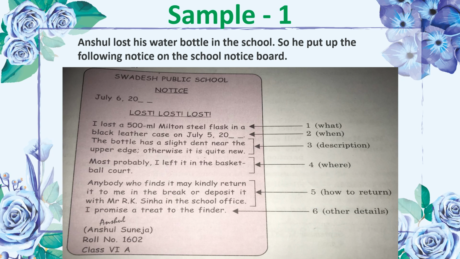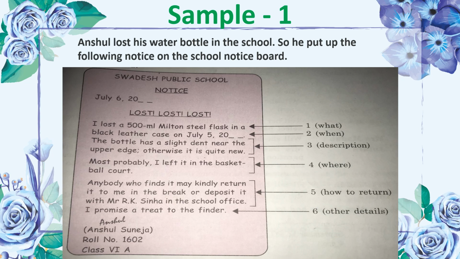On the top, he has written the name of the school, left a line, written the word notice, left a line, left hand side corner, the date, left a line, in the center, the subject of his notice, which is lost, so he has lost his bottle, so he has made his own subject. You can make anything related to the topic, obviously.